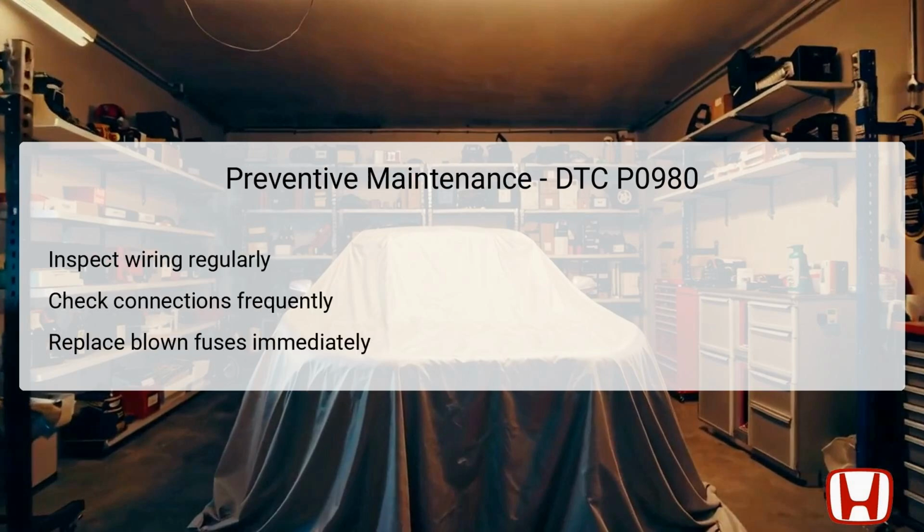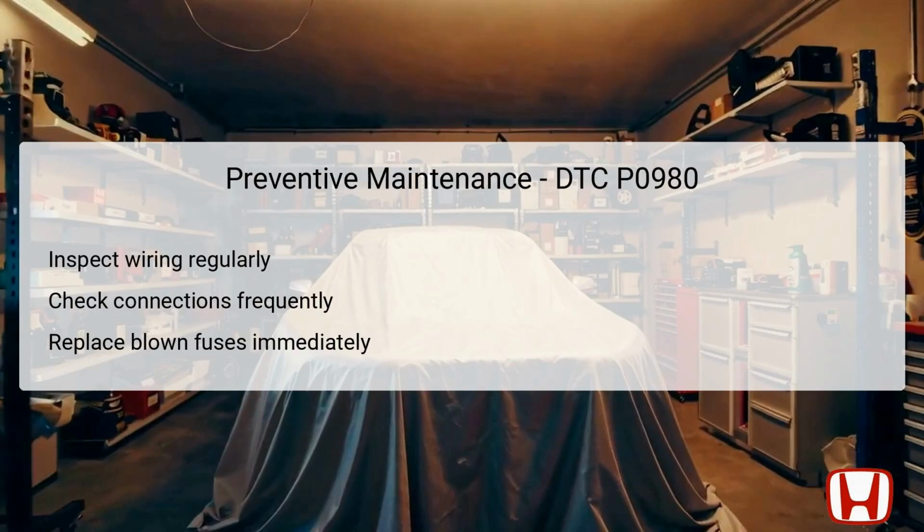Preventive maintenance plays a vital role in avoiding future occurrences of DTC P0980. Regular inspections of the wiring harness associated with the shift solenoid and PCM are crucial, as visible damage or wear can lead to intermittent or complete failures. It's equally essential to check electrical connections regularly to ensure they are tight and free from corrosion. Loose or corroded connections can often create a pathway for faults that result in DTCs.